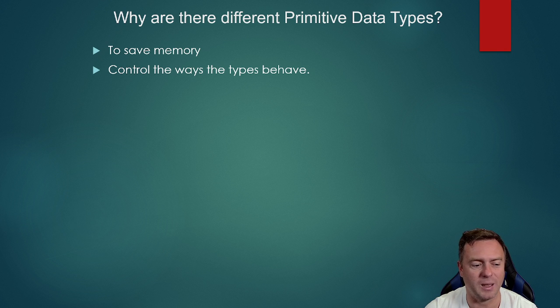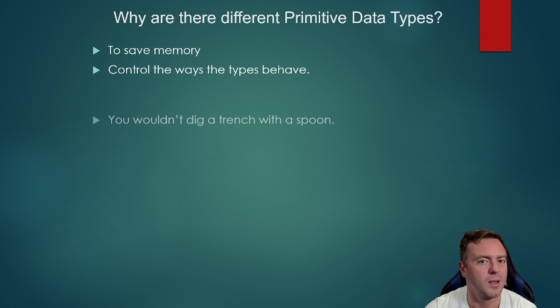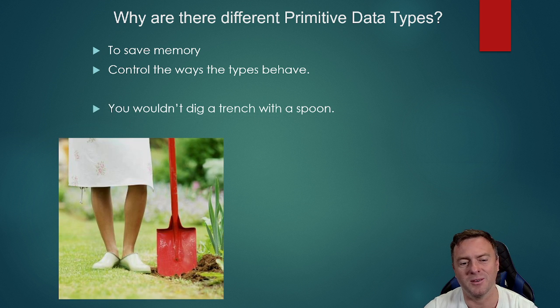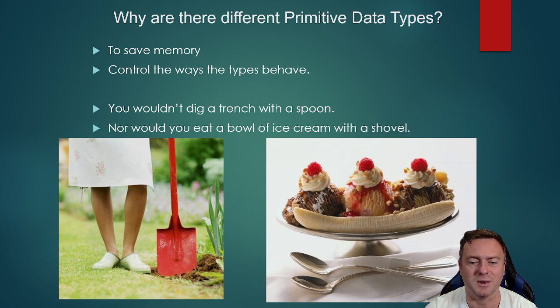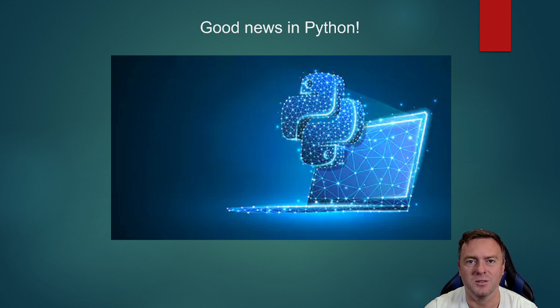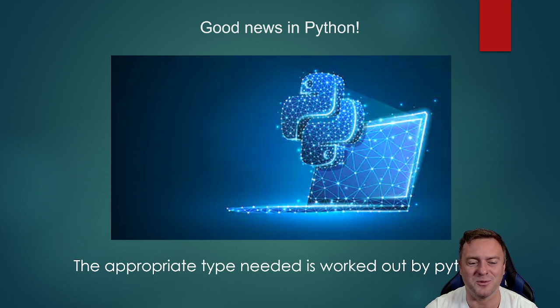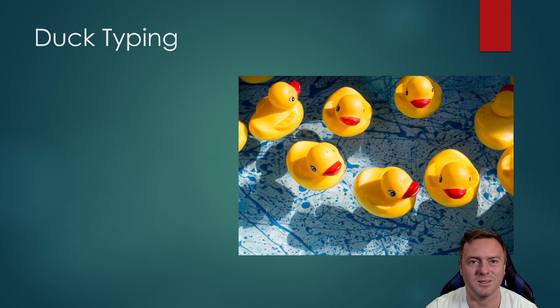So for example, when we add 2 things together, that has to work in a different way to when we times them. I always use this analogy: you wouldn't dig a trench with a spoon, which you could, and similarly, you wouldn't eat a bowl of ice cream with a shovel. So the way that the data type works is it efficiently uses the memory that you need to be able to do the job that you need to do. The good news in Python compared to other languages is that it handles it all for you. The appropriate data type is all worked out by Python behind the scenes.